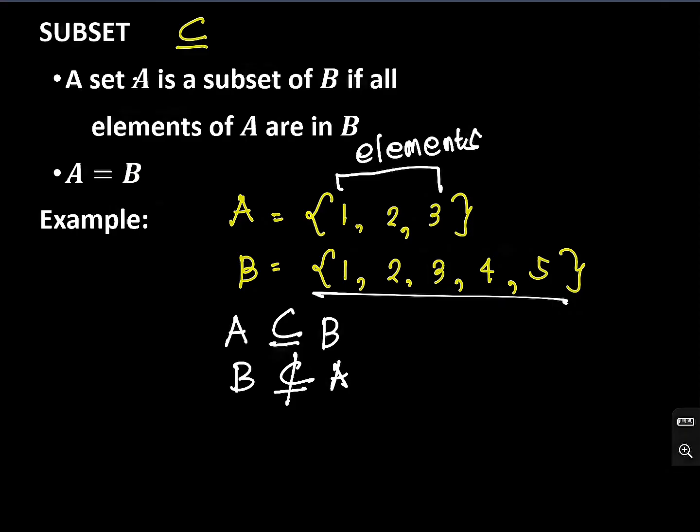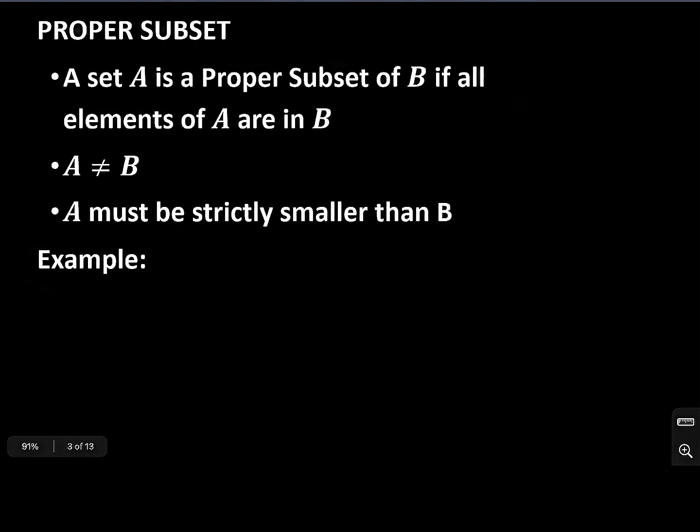The subset should contain fewer or equal elements compared to the mother set. So that is why B is not a subset of A, because B has 5 elements while A has only 3 elements. Here, A is a subset of set C because all elements in A are also elements of set C.